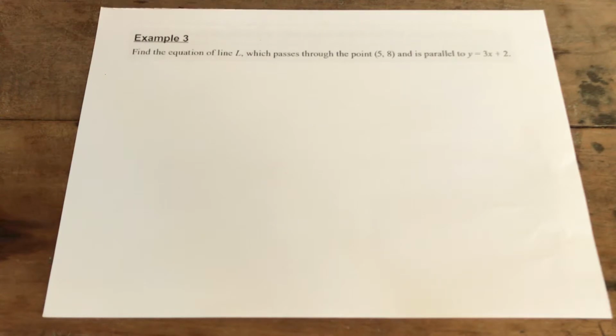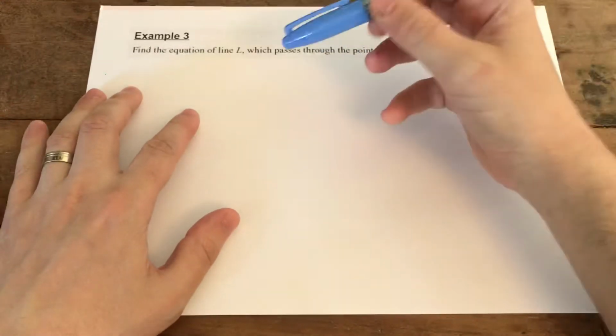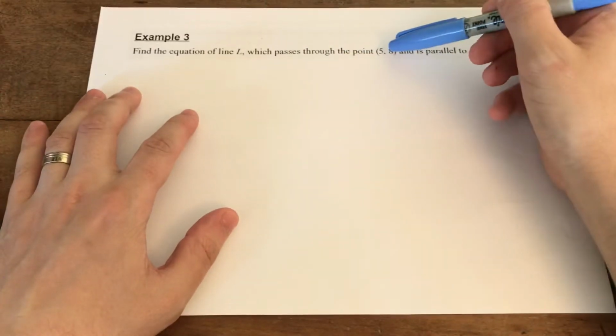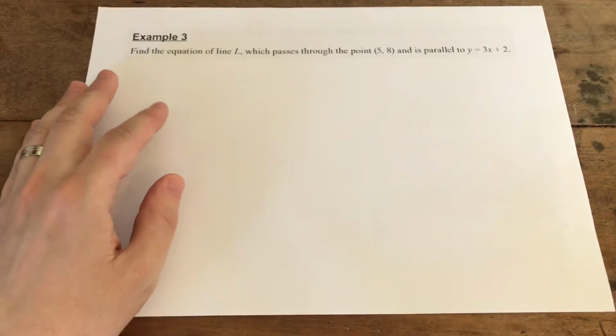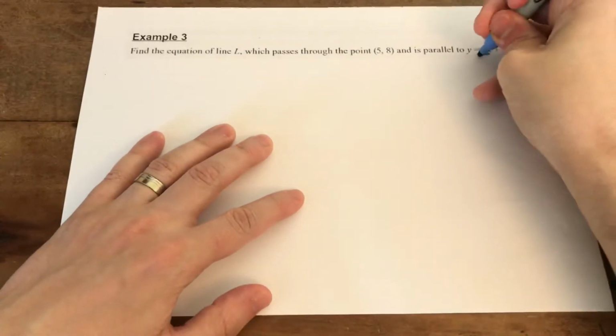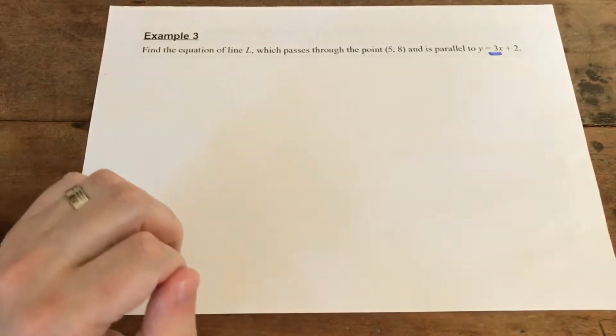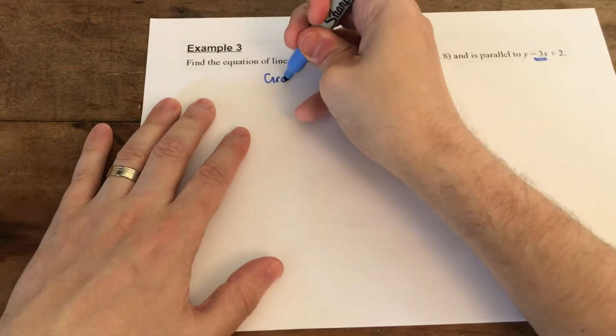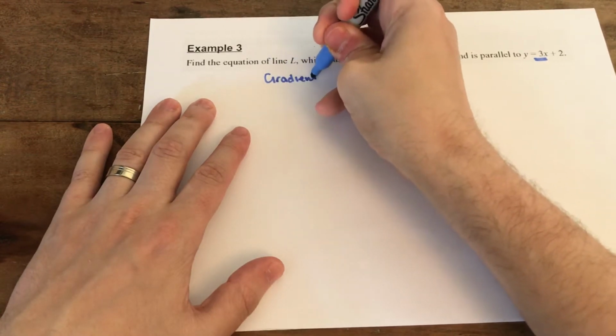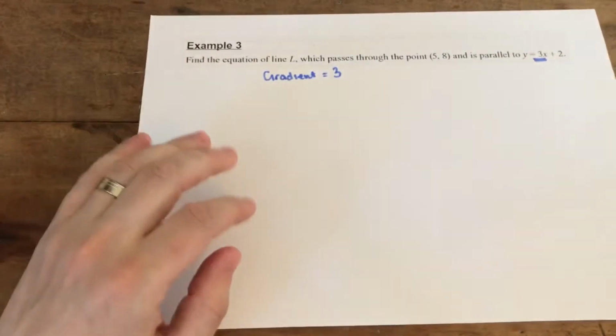So today what we're going to do is find the equation of a line that is parallel and passes through a point. To start off with, we look at this question here. It says find the equation of line L which passes through the point 5, 8 and is parallel to y equals 3x plus 2. The first thing you do is identify the gradient. So the gradient of this line is going to be 3, because it is y equals 3x plus 2.